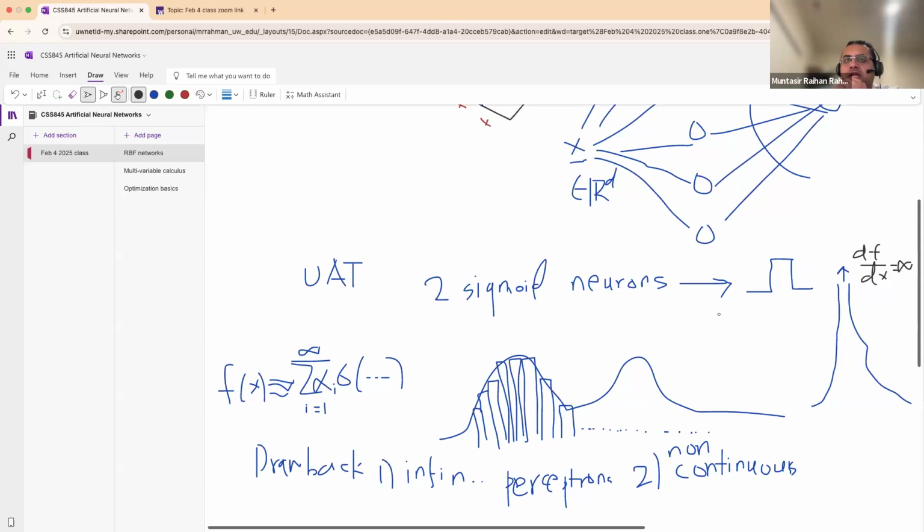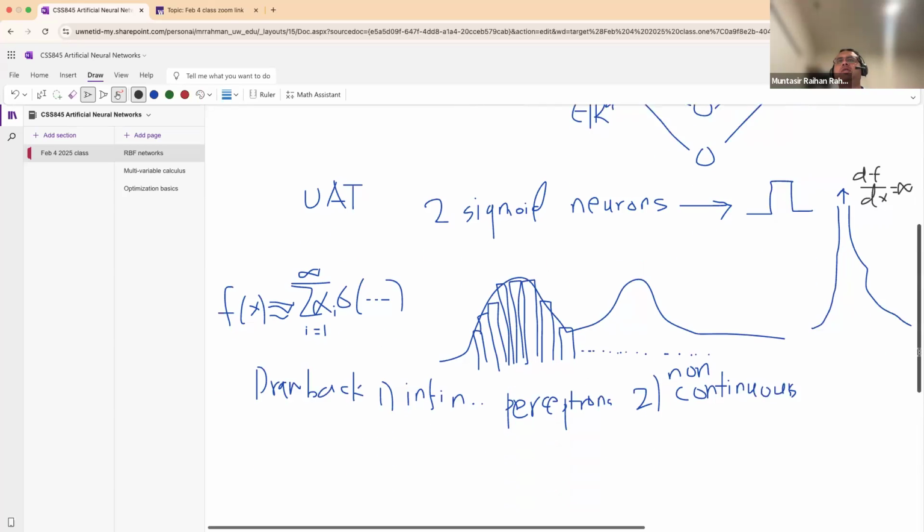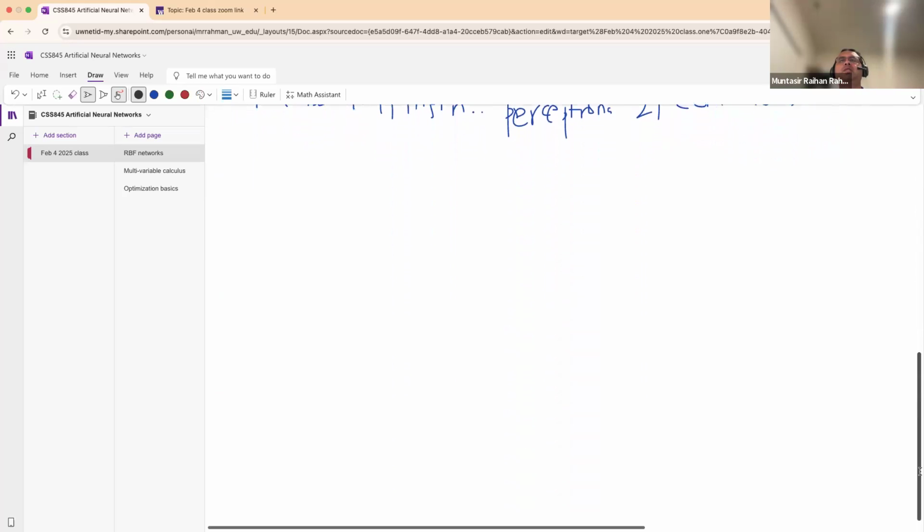And if you use them, then you can deal with such non-continuity. And the other thing is that even if you have some discontinuity, you can still model them with a finite approximation of these pulses. Okay, very good. So that was what we talked about last time.